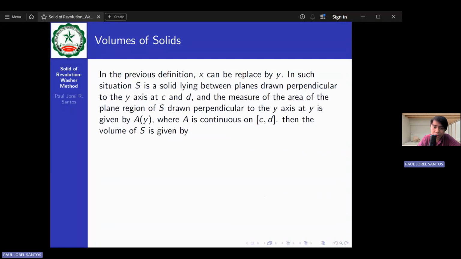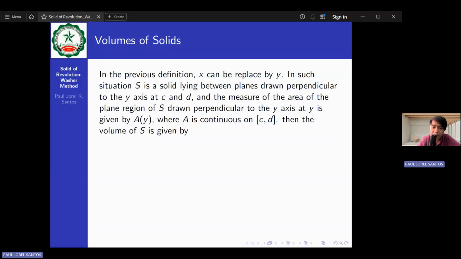Now, in the previous definition, we can also replace x by y. But in this case, if we replace x by y, it only implies that the solid is lying between planes that are perpendicular to the y-axis. A while ago, the planes were perpendicular to the x-axis, so they were vertical planes. In this case, the planes are horizontal, parallel to the x-axis.